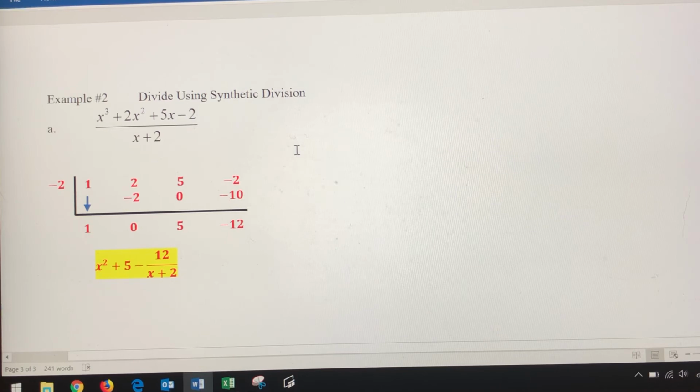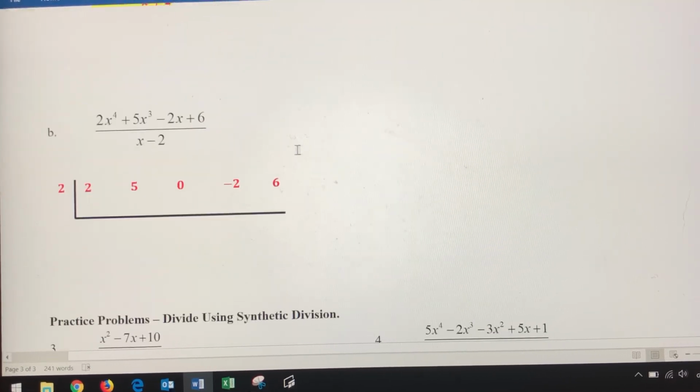All right, so pause the video here and let's try B. I've gone ahead and got you started here. The one thing you need to be aware of is that in the dividend, in the numerator, there is no x squared term. Just like in long division, I have to have a placeholder there. So pause the video, give this one a try, and then push play to see if you got your answer correct.